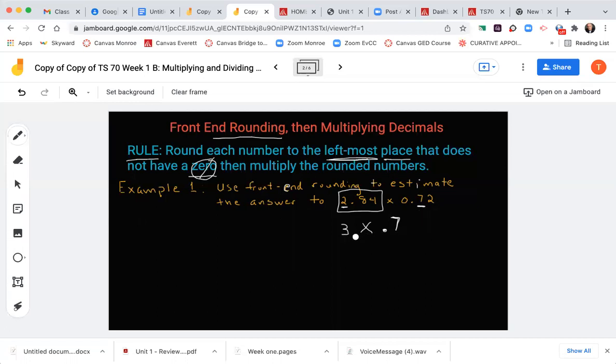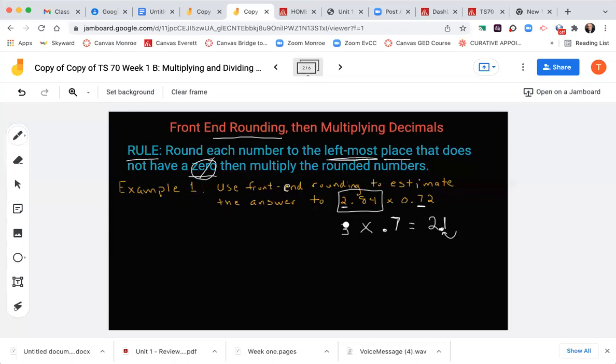Now, if I multiply 3 times 7, you guys know that 3 times 7 is 21, I hope. If not, use a calculator, but start studying your times tables. In the original whole problem here, how many numbers are to the right of the decimal point? 1. So I'm going to start over here to the far right and move it one place. I'll just model this for you here. The answer would be 2.1. That's my final answer.